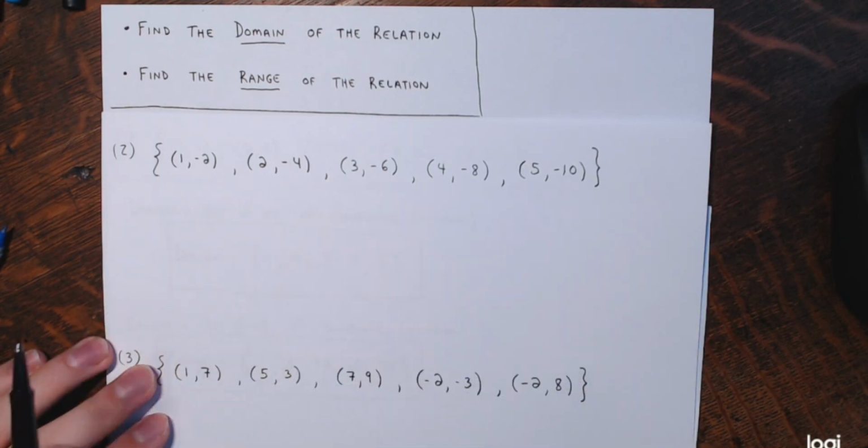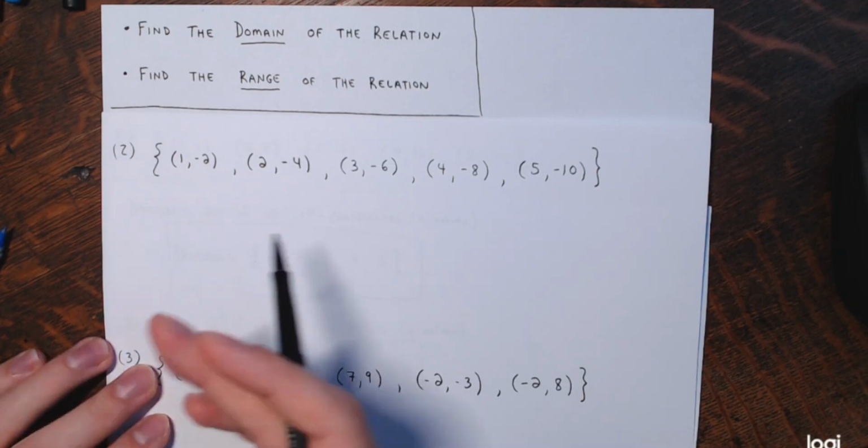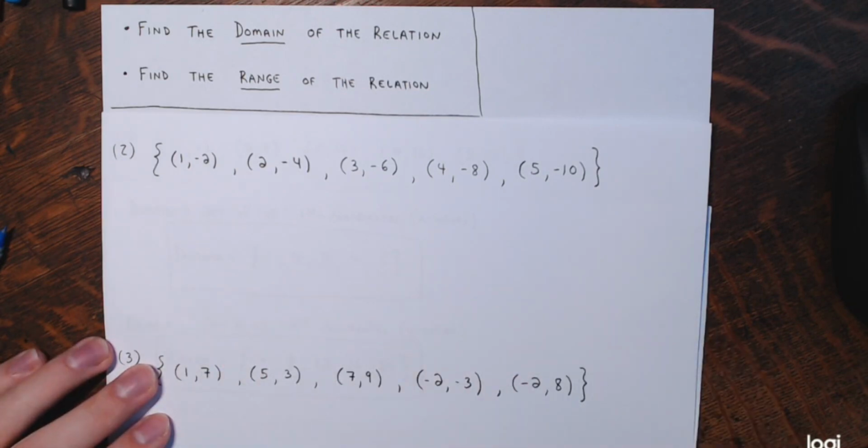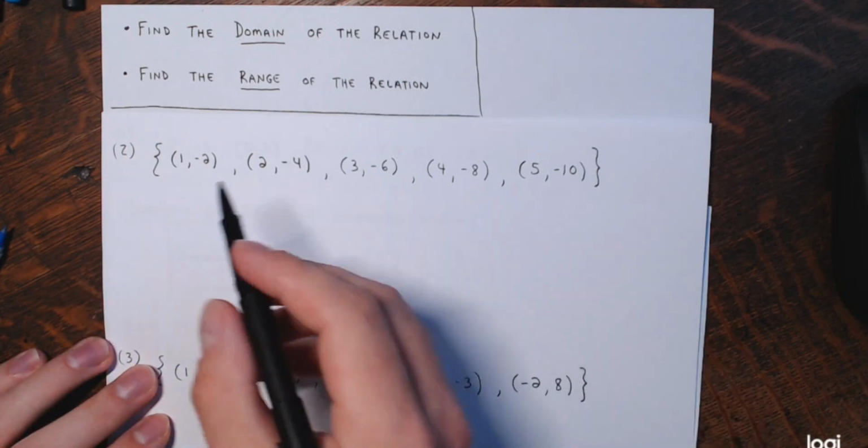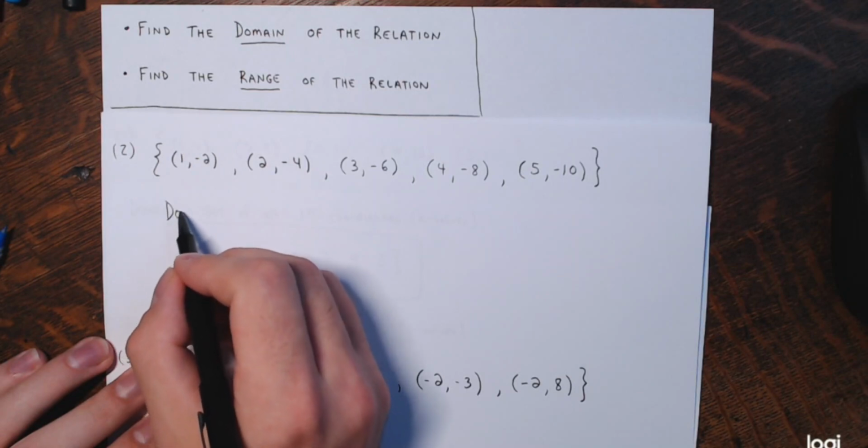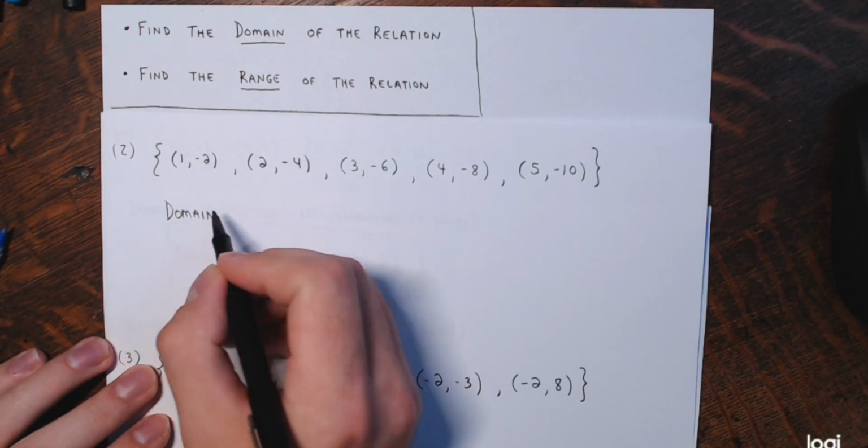Let me just tell you right now, not every relation has 5 ordered pairs in it, okay? You can have no ordered pairs, 1 ordered pair, 2 ordered pairs. You can have infinitely many ordered pairs in a relation. It's just, for some reason in this intermediate algebra book that I'm going over, every exercise has 5 ordered pairs to start. Alright, so again, relation, set of ordered pairs.